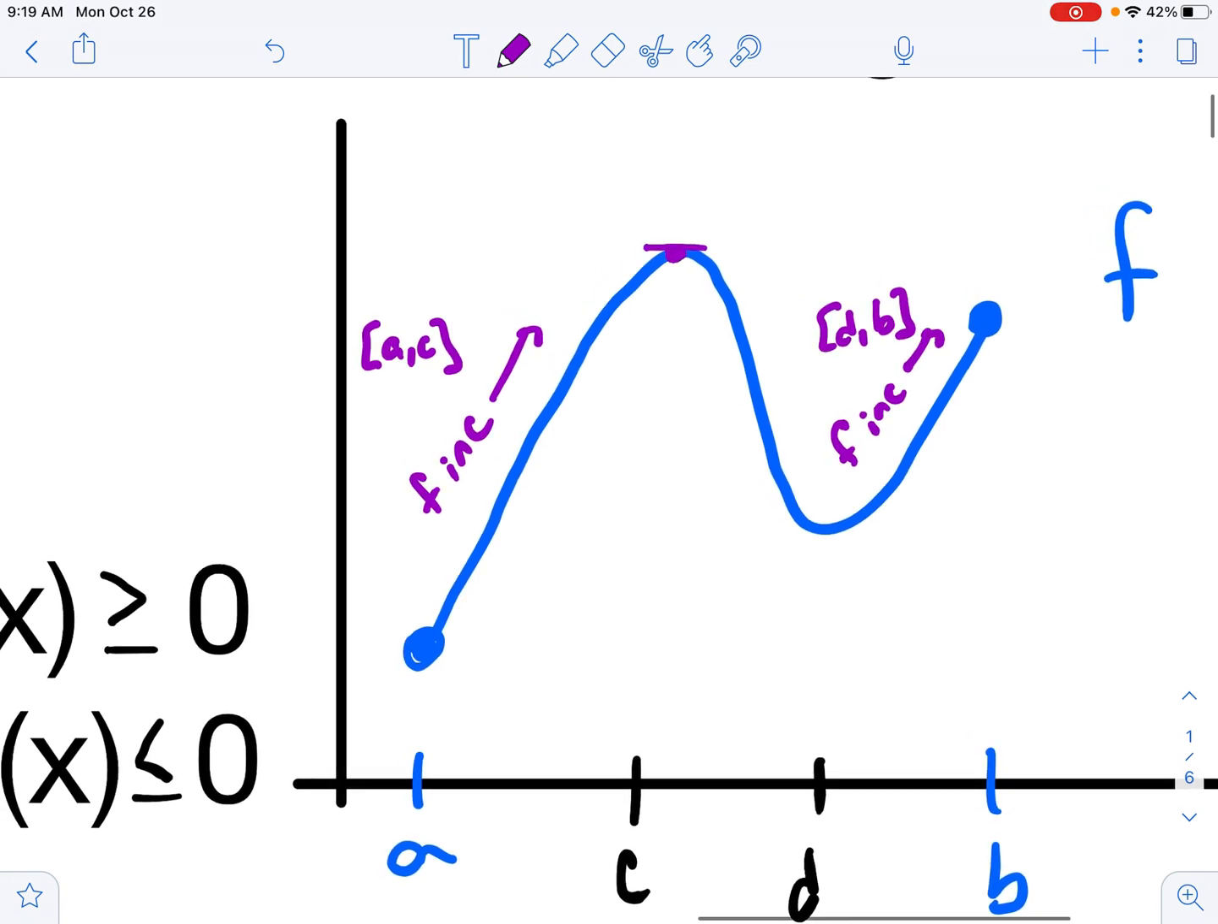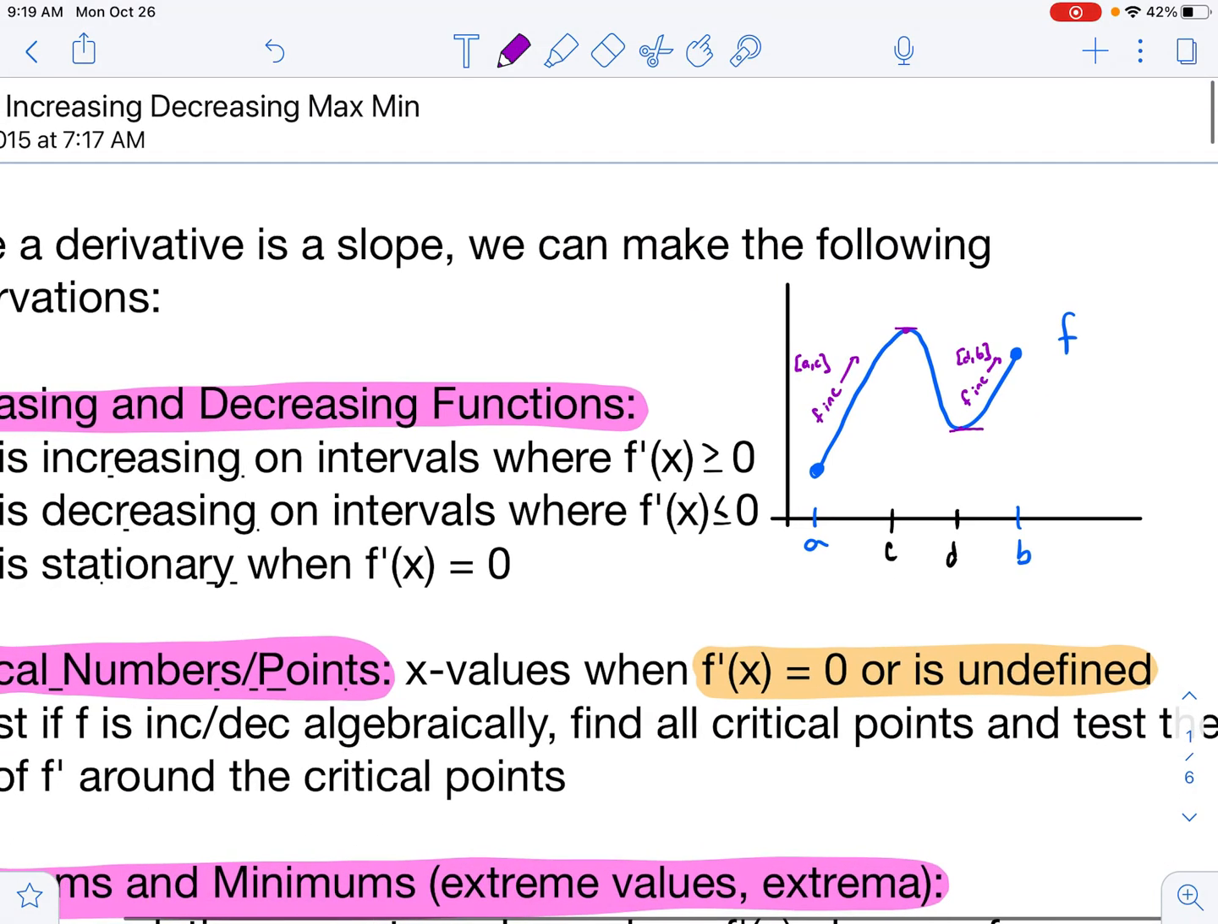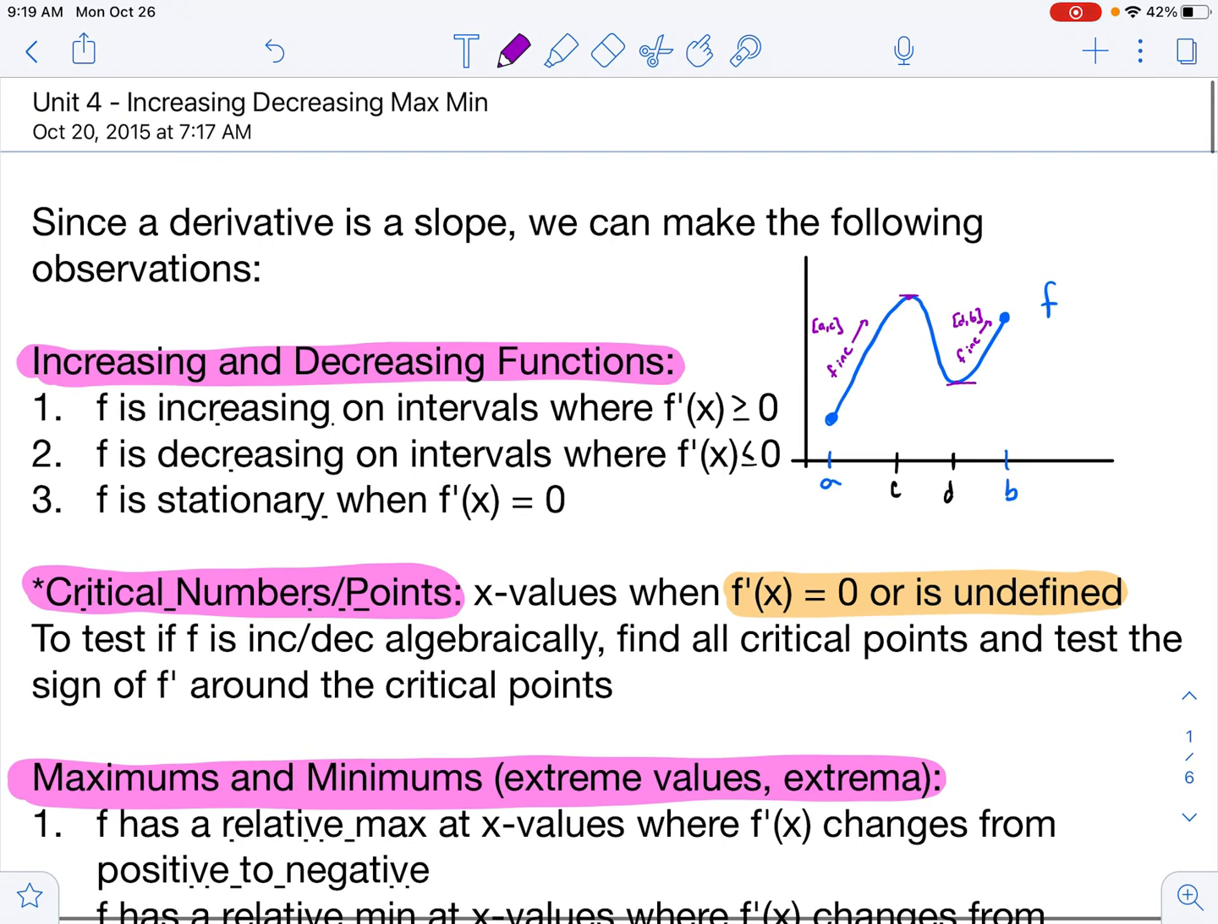Where's the slope equal to 0? Right here and right here. We can see that in the diagram. We have slopes of 0 at C and D. But between A and C, this thing's going up, and between D and B, this thing is going up. Okay, let me talk about the next part first, and then I'll make another point.